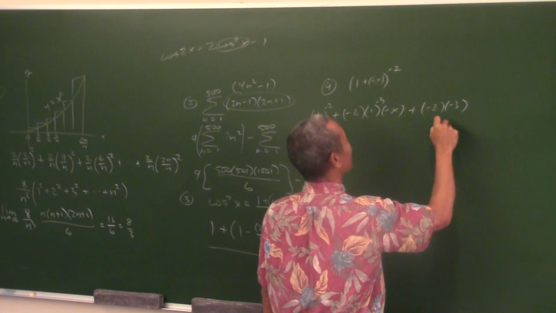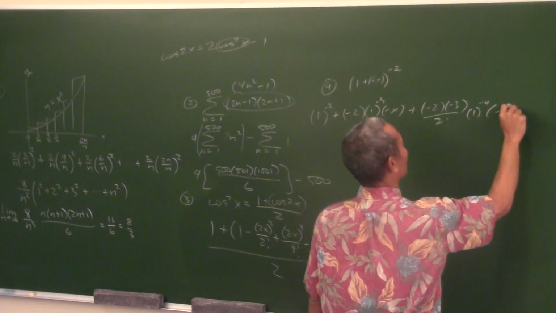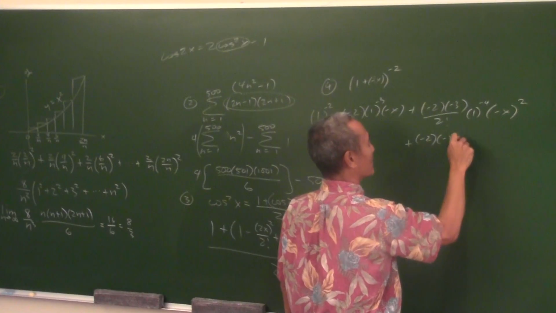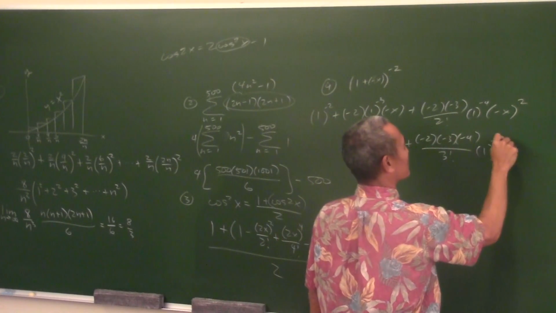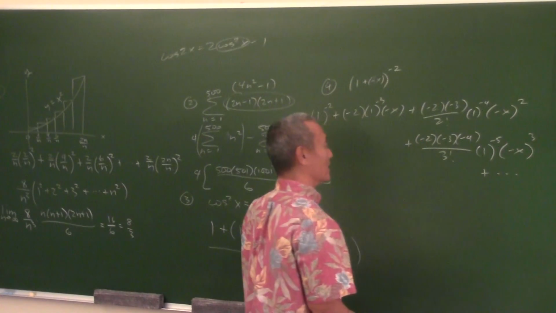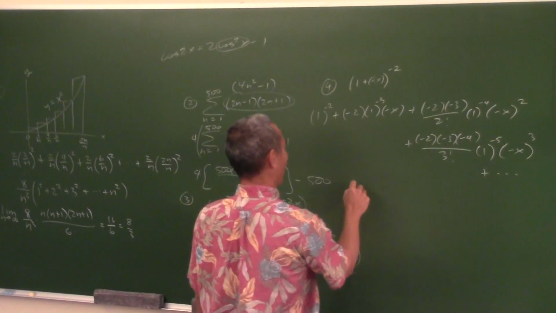Plus n times n minus 1, all over 2 factorial. The power of a goes down by 1, the power of b goes up by 1, plus n times n minus 1 times n minus 2 over 3 factorial. The power of a goes down by 1, the power of b goes up by 1. That's the binomial theorem, and you just keep going. Now let's simplify this critter.